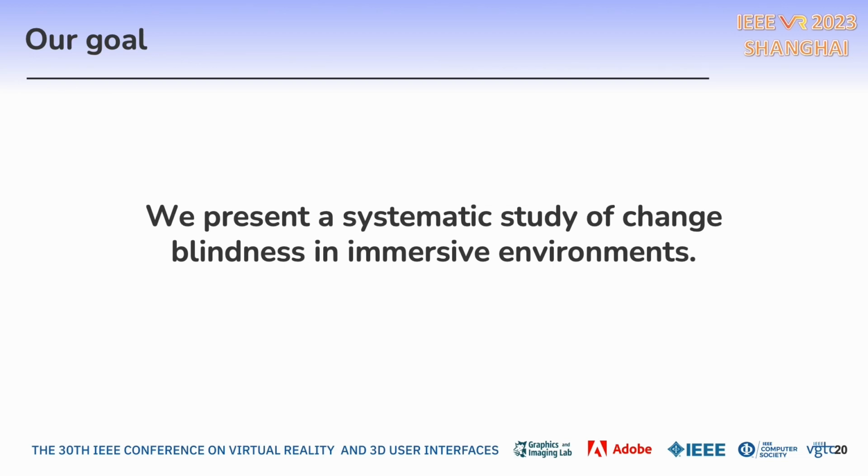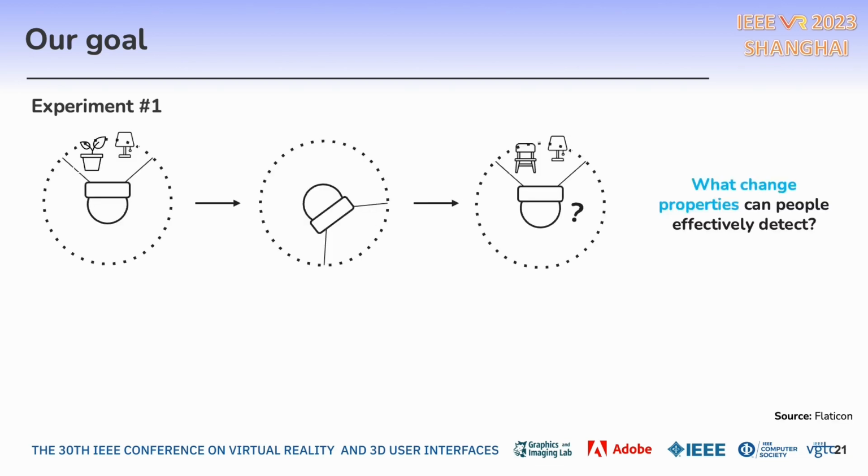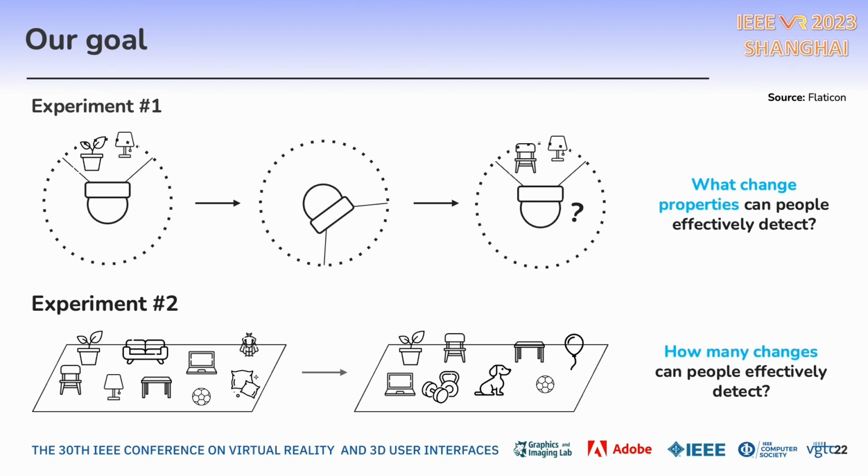We have devised two different experiments. The first of them is devoted to understand how different properties and factors may affect change blindness. On the other hand, the second experiment is devoted to study how many changes can people effectively detect. Let's start with the first one.